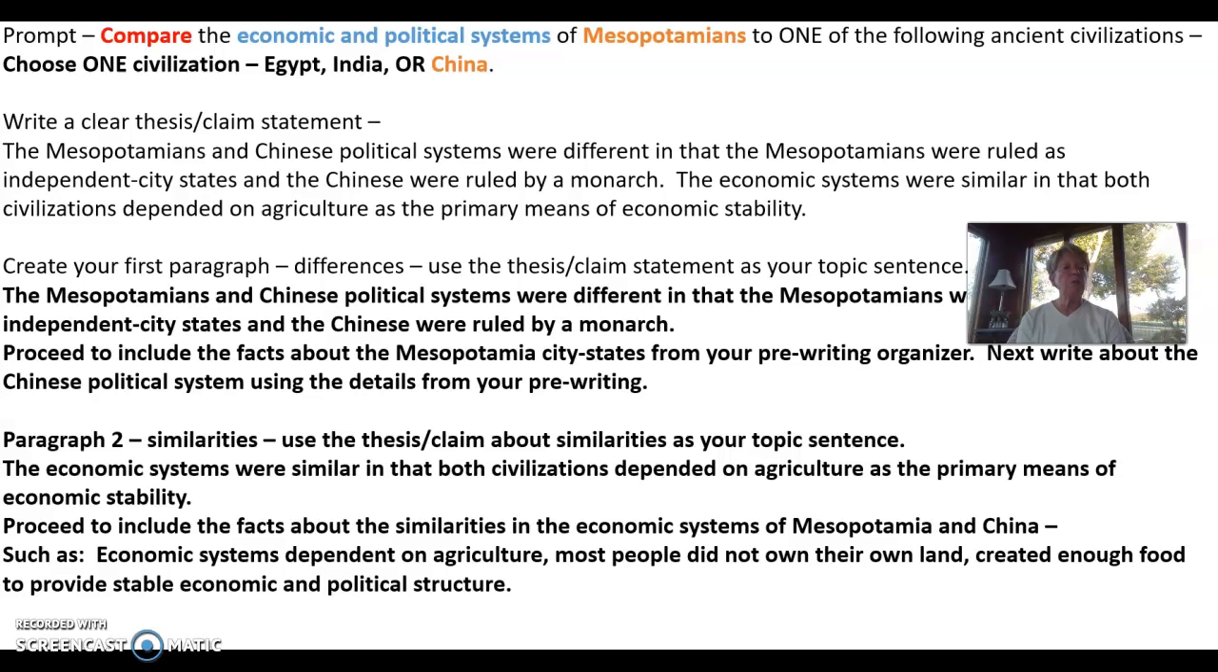I hope this helps you to understand the pre-writing, how important the pre-writing is, and also how to use this prompt to create your thesis and claim statements and support your paragraphs with evidence.